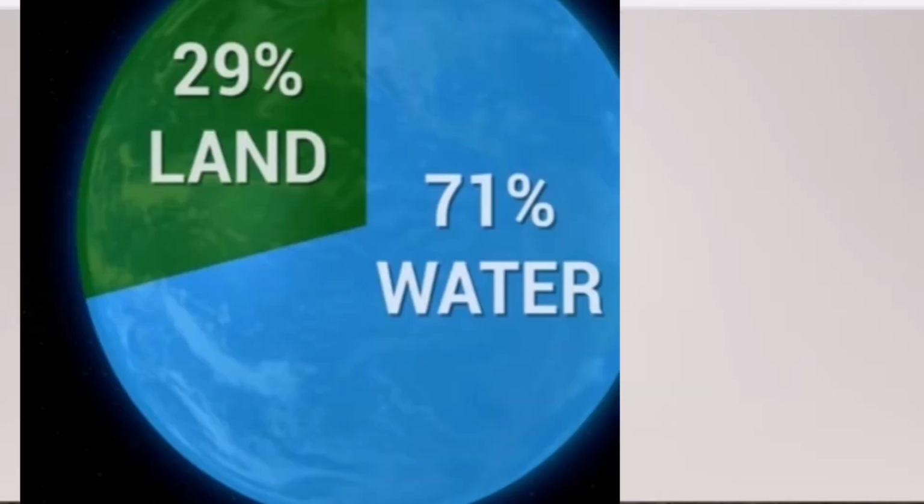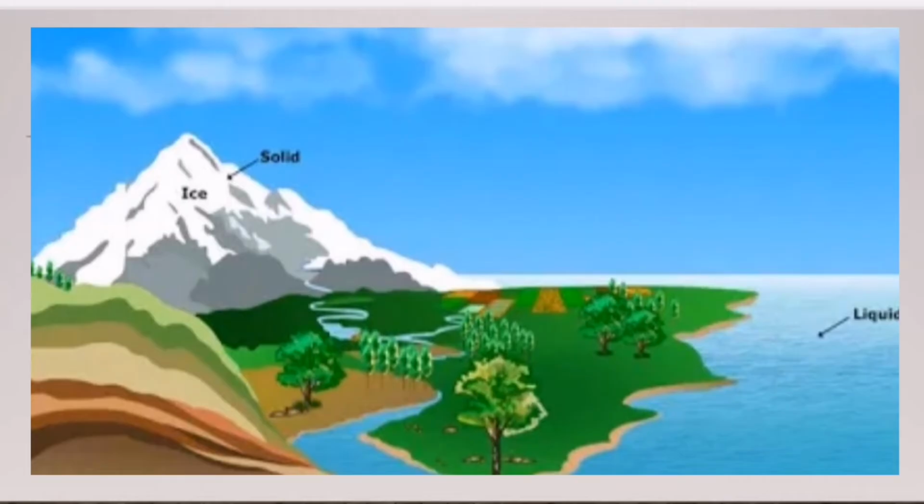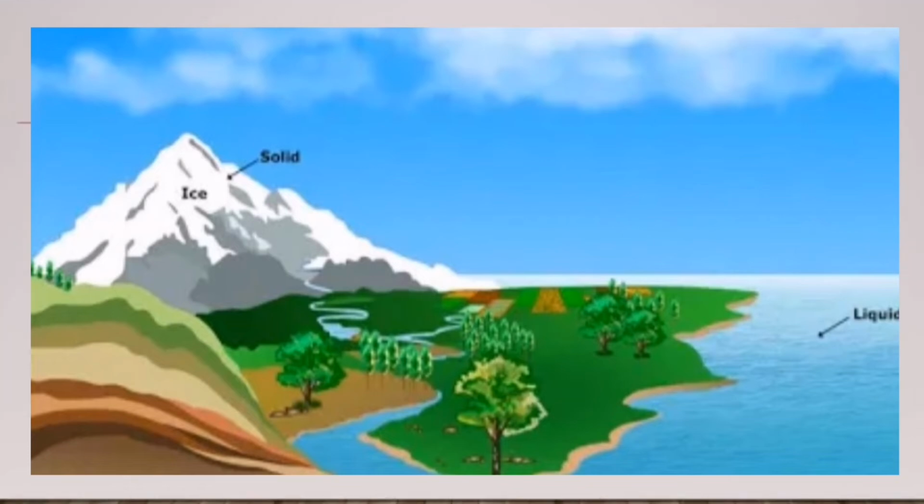That is, the water bodies. We know that the earth is the only planet in the solar system where water is found in all three states, that is liquid, solid and gas. So the presence of water makes our earth unique. That is why earth is known as a blue planet.